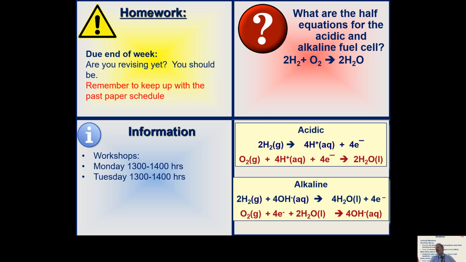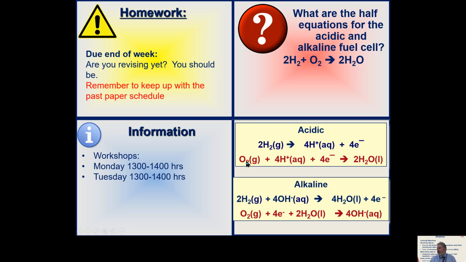So we work it out like this. We've got the acidic part with the hydrogen making H+, and we've got the alkaline part with the hydroxide. So you can either solve it in the acidic way by adding H+, or you can do it in the alkaline way by adding OH-. So here with the 2H2, we know we're going to make 4H+ because we've got the hydrogens here, and we get 4 electrons.